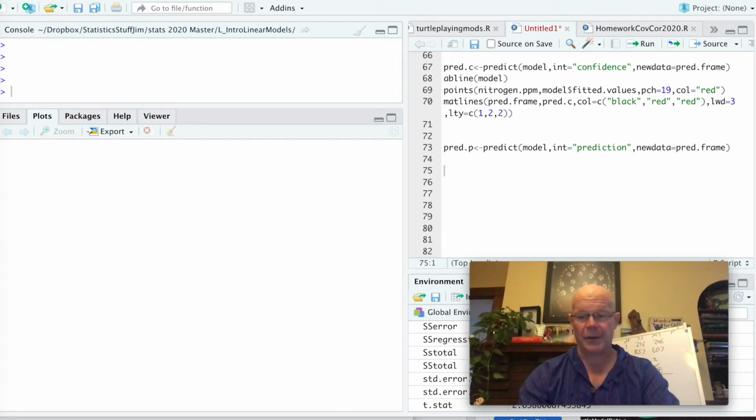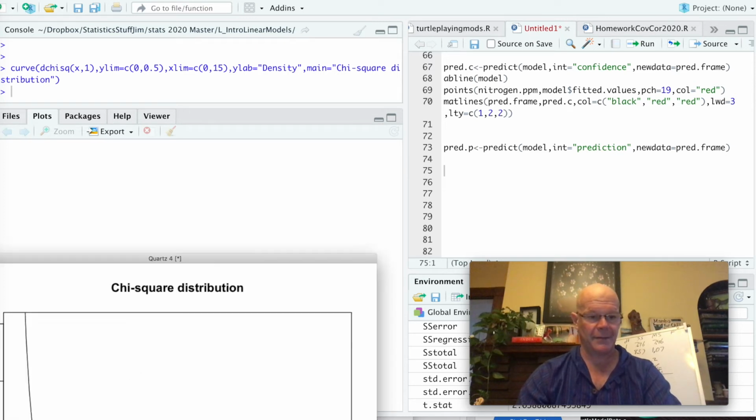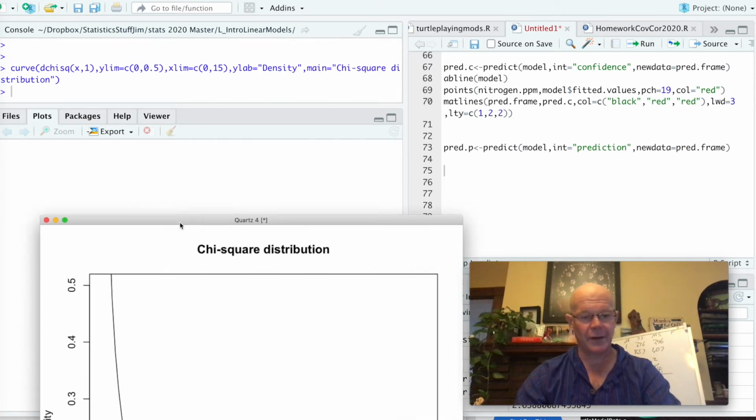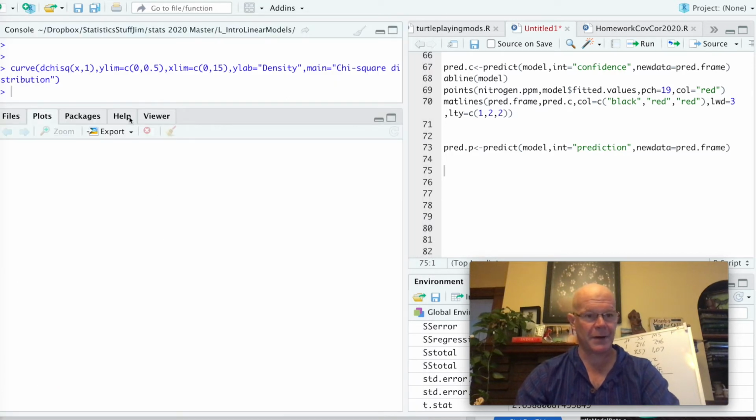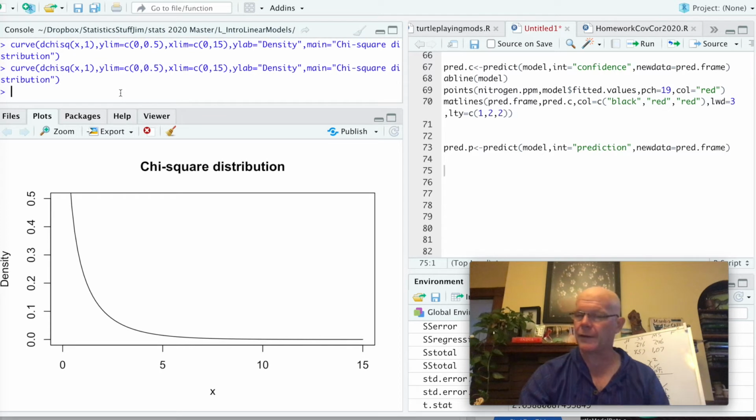So for example, this, using that curve function, oh man, you're killing me. I'm going to close this, close that. I'm going to try to do that again so that RStudio, there it goes, thank you.